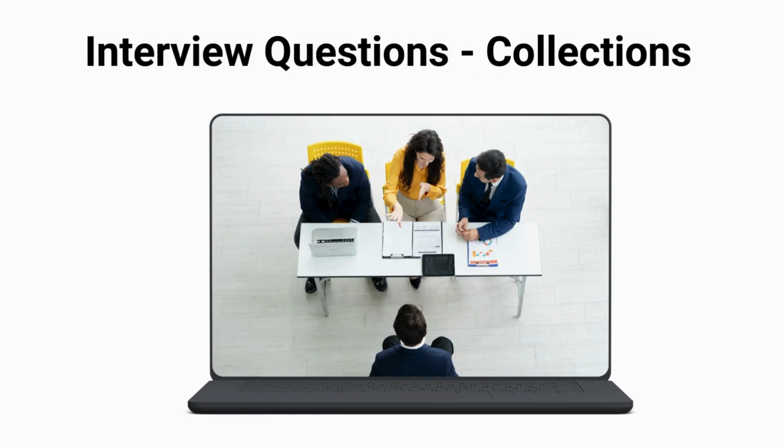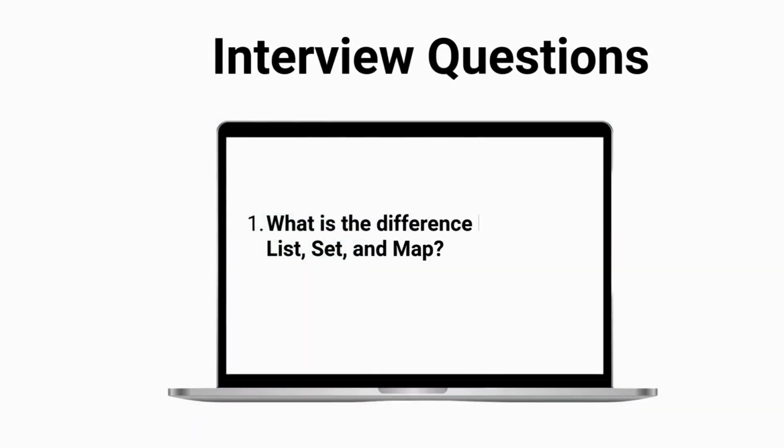Let's see the most commonly asked interview questions in collections. First, what is the difference between list, set and map? A candidate answer can be like this. First, a list is an ordered collection that allows duplicates, like an array but dynamic. The next one is set. A set is an unordered collection that does not allow duplicates, ensuring unique values. And a map is a collection of key value pairs, ensuring each key is unique. That's it. You can simply answer like this.